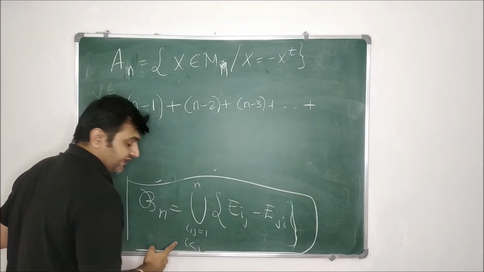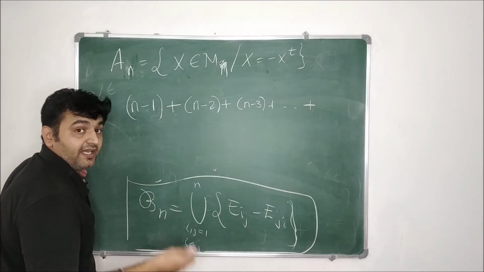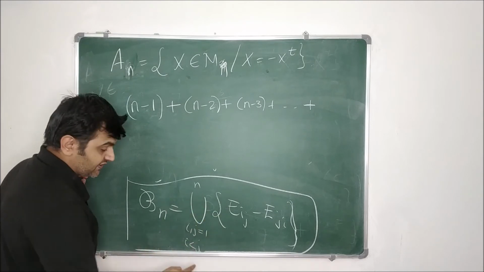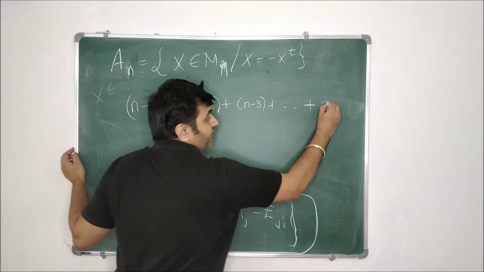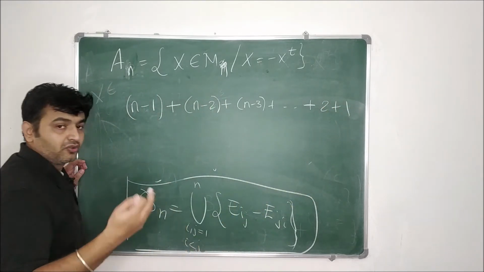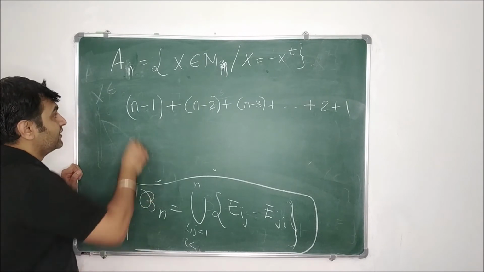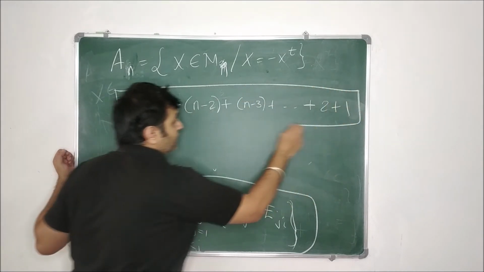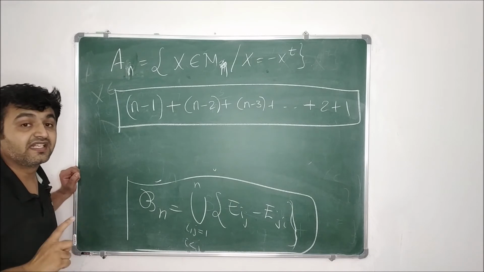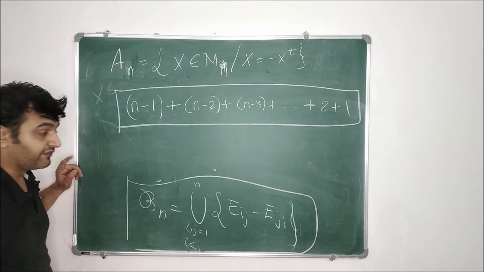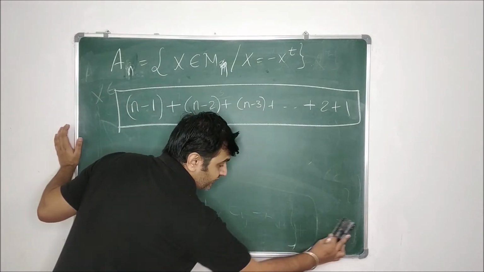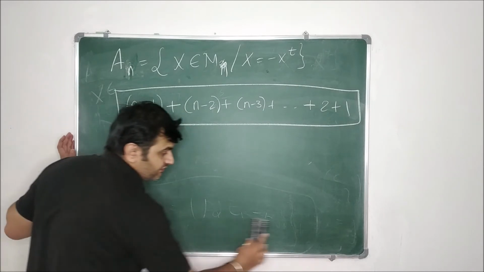When my i is n minus 2, what can be j? n minus 1 and n, only 2 choices because of this thing. And when your i is n minus 1, your j can only be n. So here you are summing the first n minus 1 natural numbers. What was the difference with symmetric? There you were summing up the first n natural numbers.